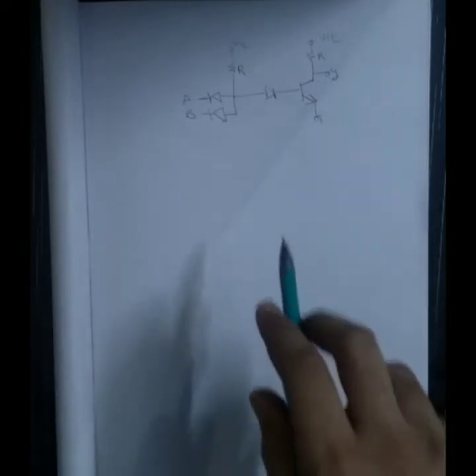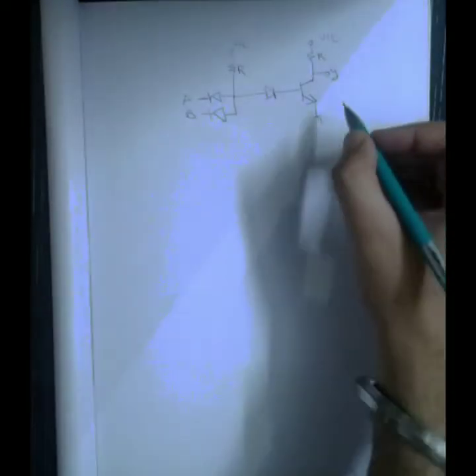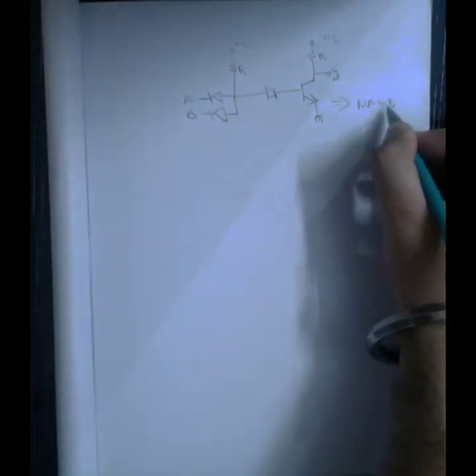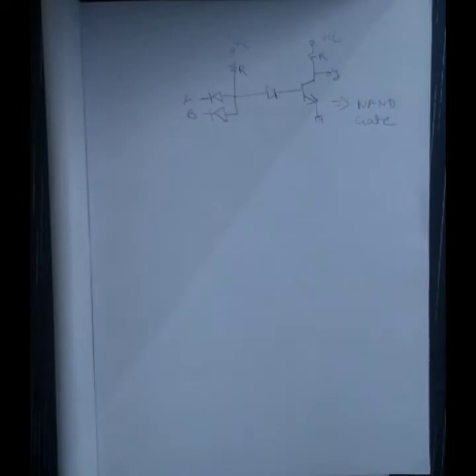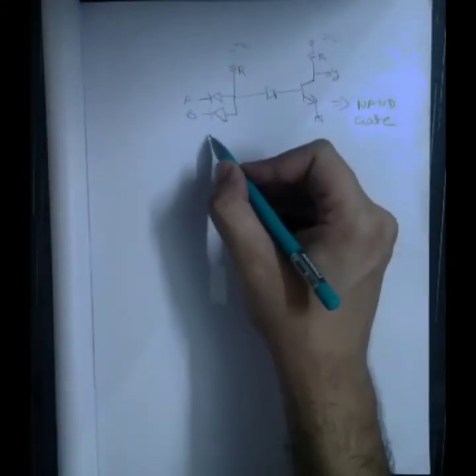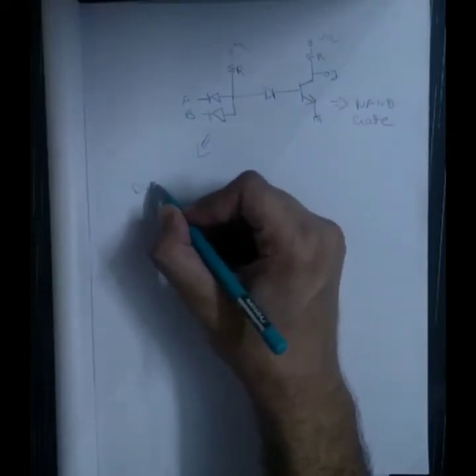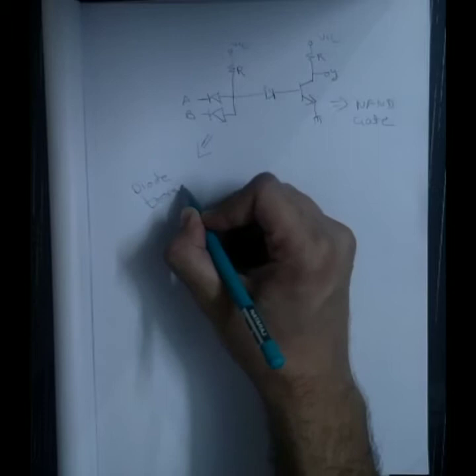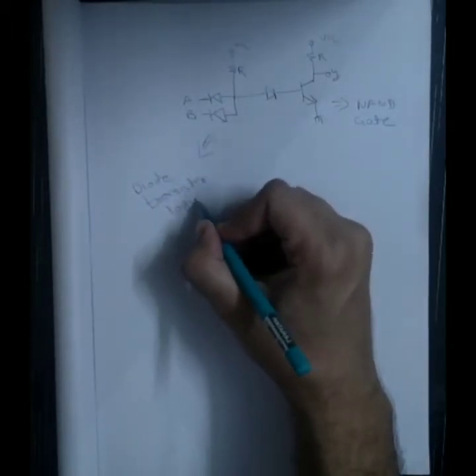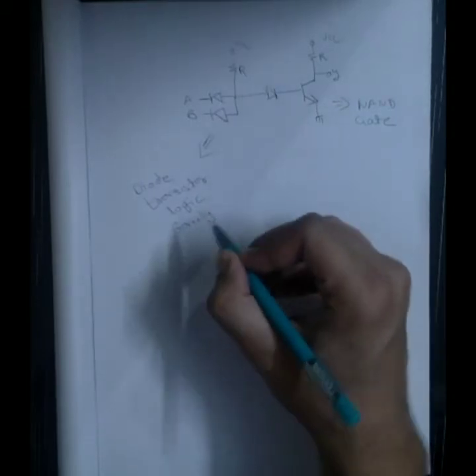Now as we discussed, this circuit is a NAND gate. Using this gate I can design any other circuit. Right, now there are some disadvantages of this circuit that we have to discuss. First of all, there are diodes and transistor. So this type of logic family is called the diode transistor logic family, DTL. Okay, because there are diodes and transistors, so this is called the diode transistor logic family.